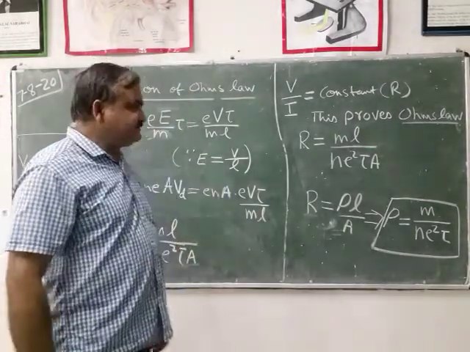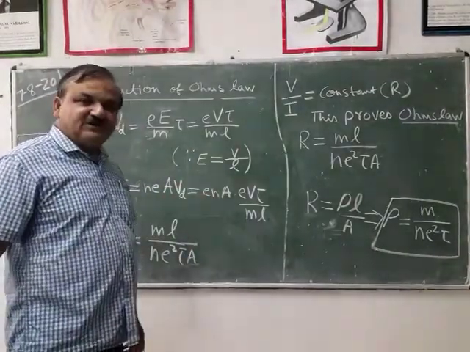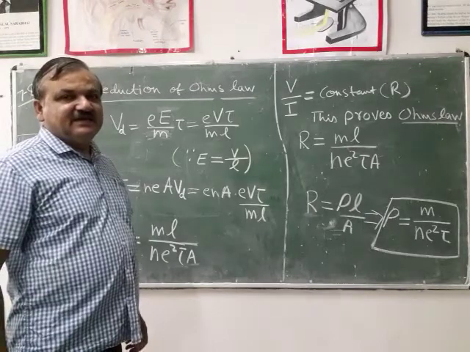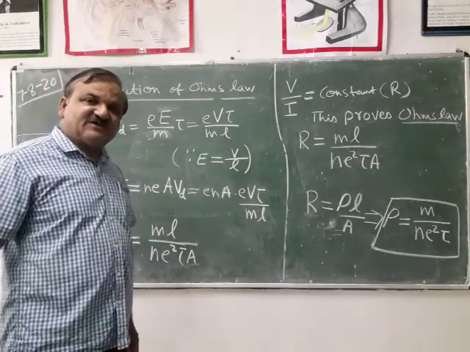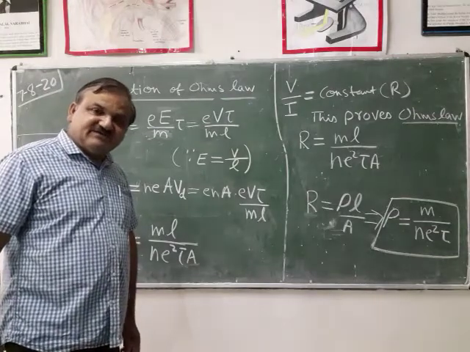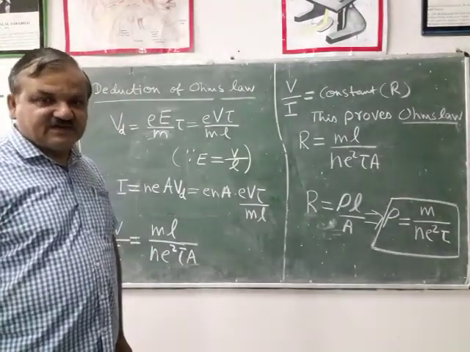So in this manner, we can prove Ohm's law, and also we can show that resistance depends on the dimensions of the conductor, whereas resistivity does not depend on the dimensions of the conductor.